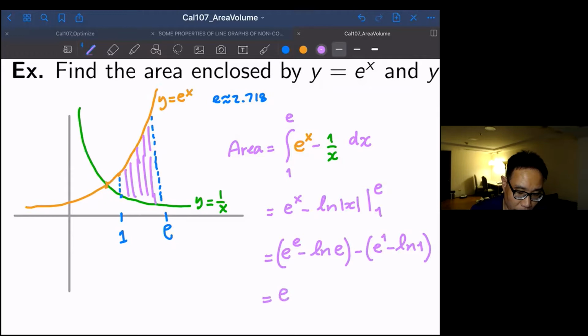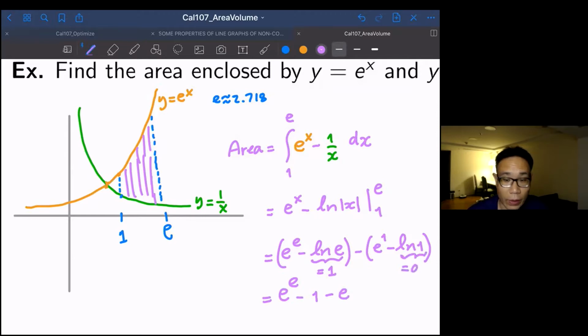So e to the e is e to the e, nothing can simplify, and log e equals 1. I don't need to put absolute value because e is positive. Putting absolute value or not turns out to be the same answer. So this is going to be 1. And e to the first equals e and log 1 equals 0. This will give you the final answer for this area.